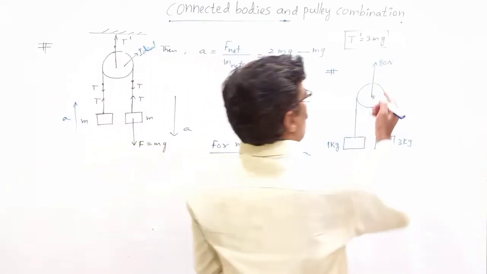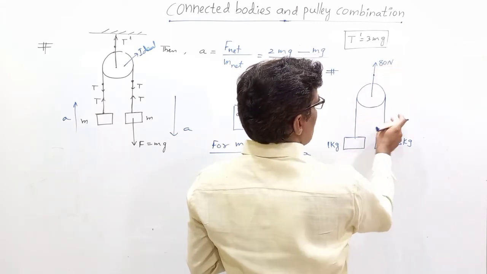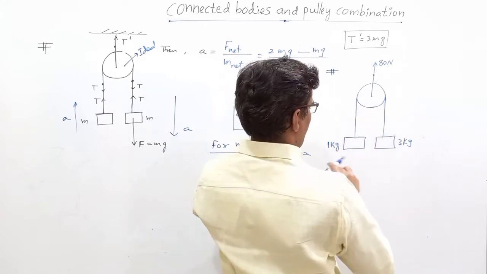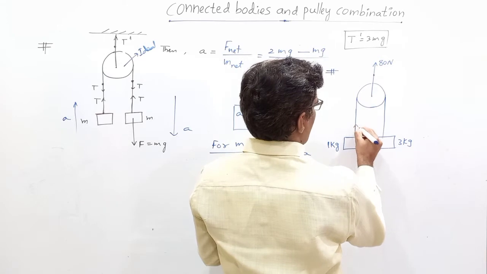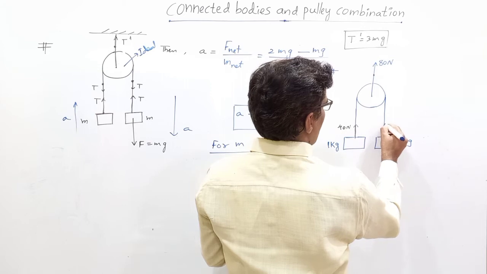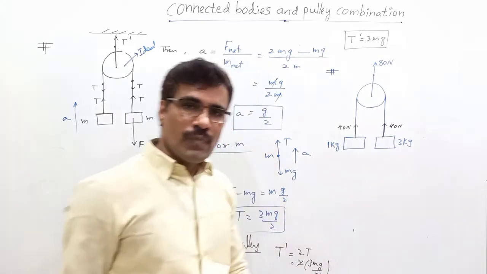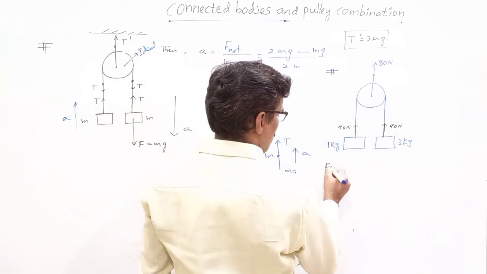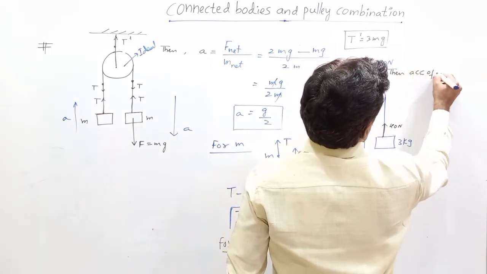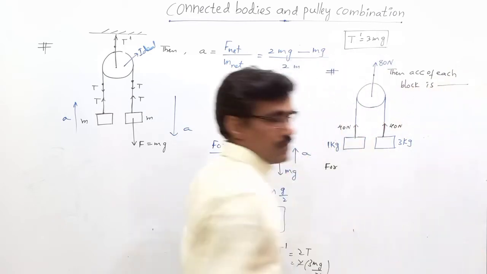Here we know the force acting on the pulley is 2T, right? If it is 2T, what is T? Here it is 80, so here 40. So the tension in the string on the 1 kg block is 40 Newton. The tension in the string on the 3 kg block is also 40 Newtons. Now what is the acceleration of each block?